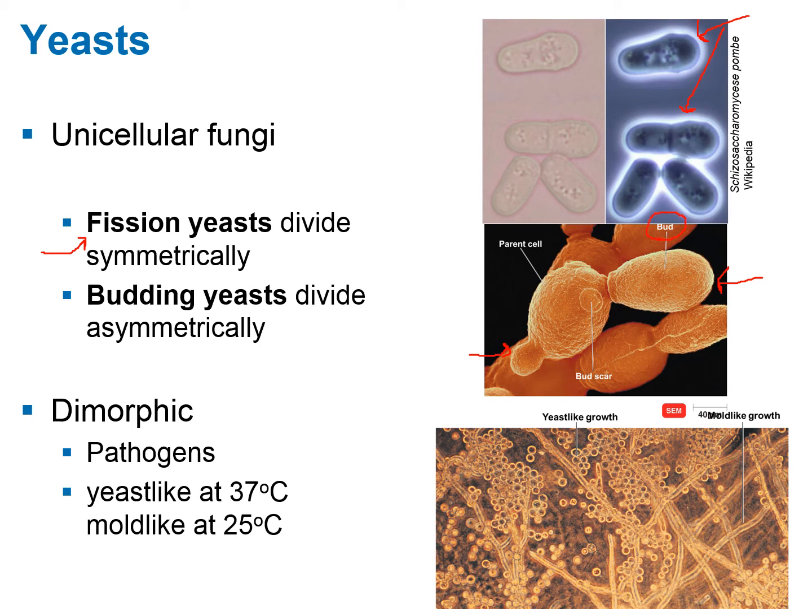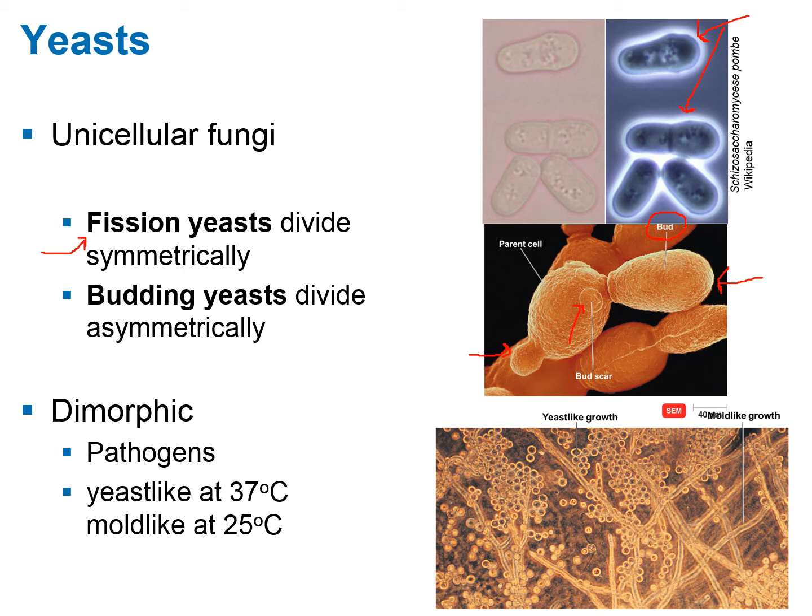Eventually, enzymes break the cell wall between the bud and the parent cell, and the bud breaks off, leaving behind a little scar called a bud scar. So we can see how many times a cell has reproduced because it'll have a little scar for each one, kind of like a belly button. In any case, these are your budding yeasts.